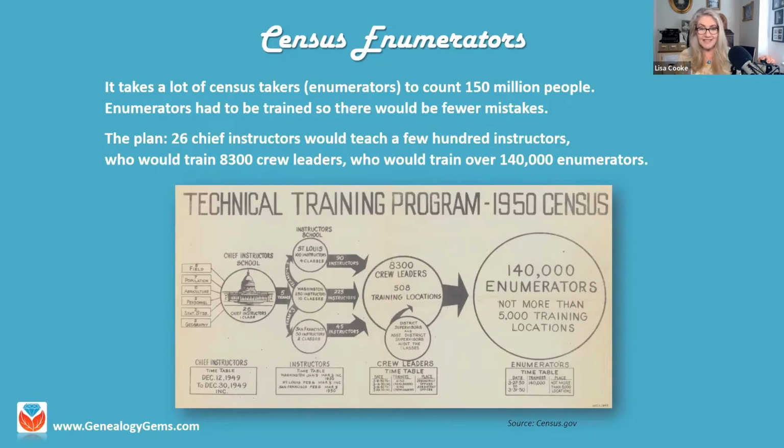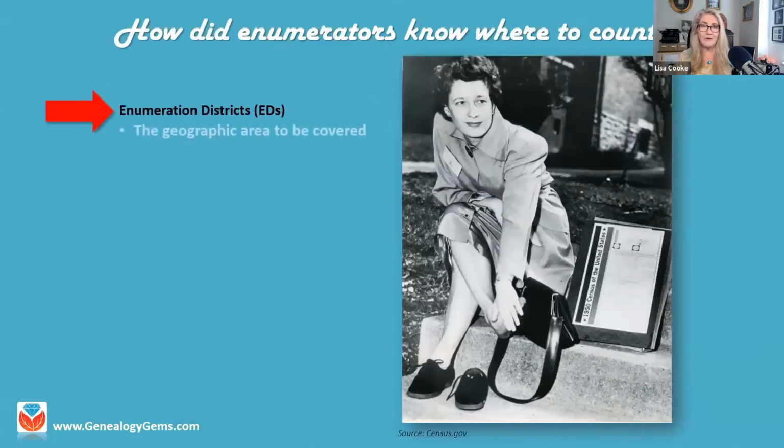So this is literally from the 1950 training plan, and it really shows how they kind of workflowed this out. 26 chief instructors kind of did the main training. They had obviously a program they had developed, and they taught a few hundred instructors. They went out and taught 8,300 crew leaders, and eventually 140,000 enumerators were fully trained and sent out to do the work. So definitely we're going to be seeing a lot more accuracy.